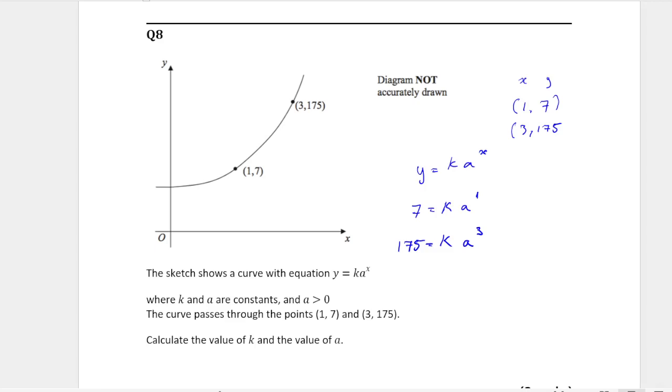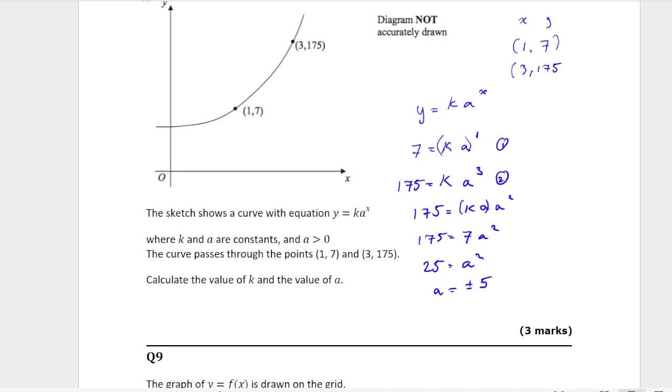Right, from here I'm just going to write this equation slightly differently. I'm going to write it as 175 is equal to k times a, or ka, times a squared. In effect, the reason I've done that is that's what this is equal to. So 175 is going to be equal to 7 times a squared. Dividing both sides by 7, 175 divided by 7 is 25, which is equal to a squared. So a is going to be equal to plus or minus 5.